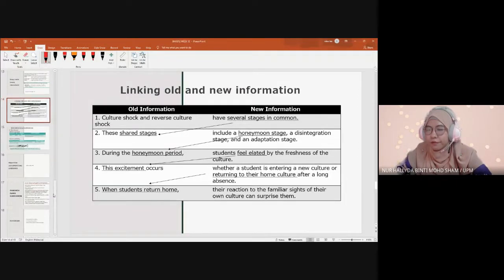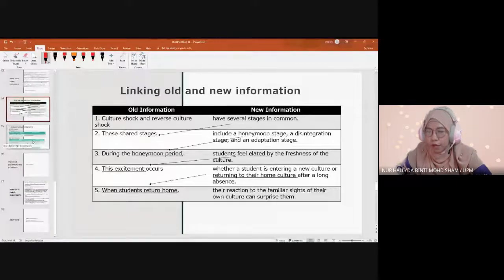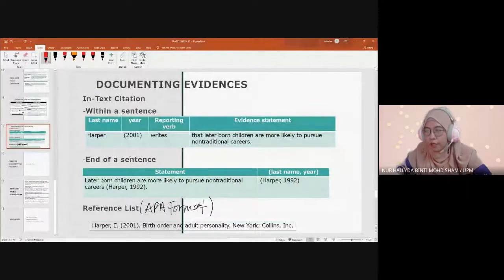So go back, read again your paragraphs and see what you're missing and use all this technique. Okay, and the last one is about documenting evidence. I think this one I can just go really quickly because you can see a lot of examples in the book as well.